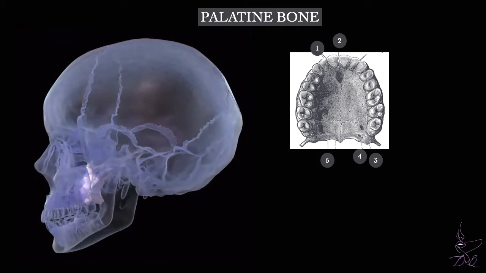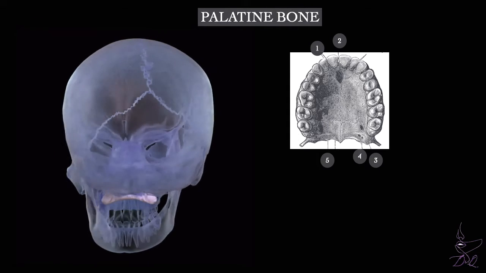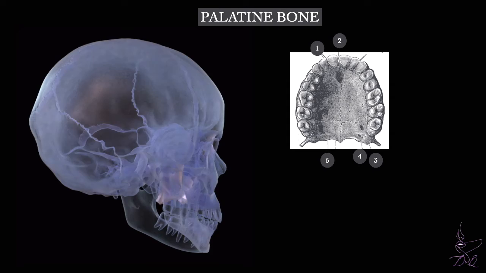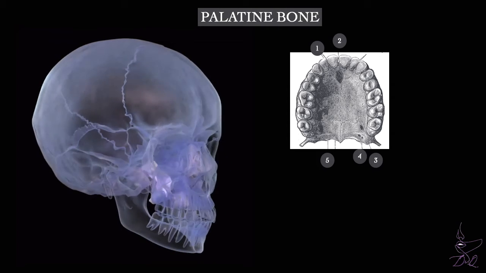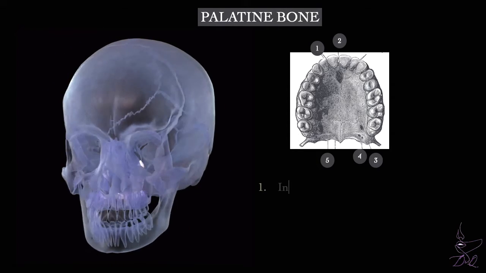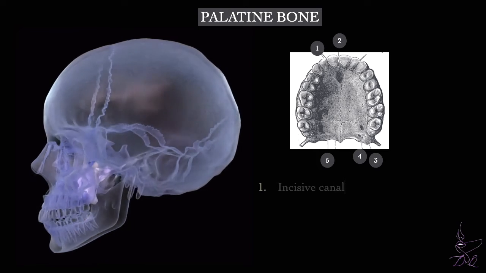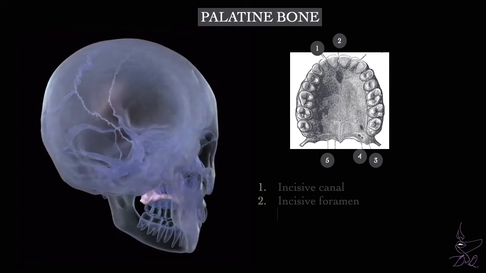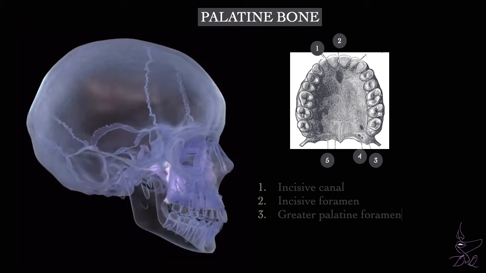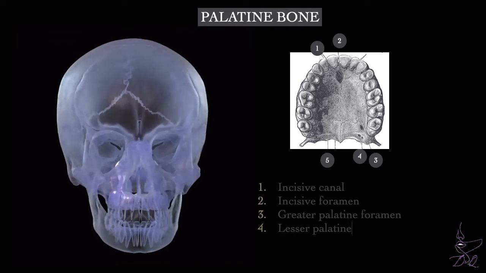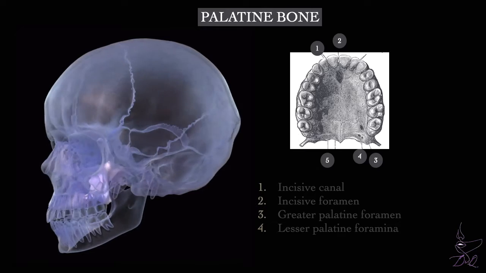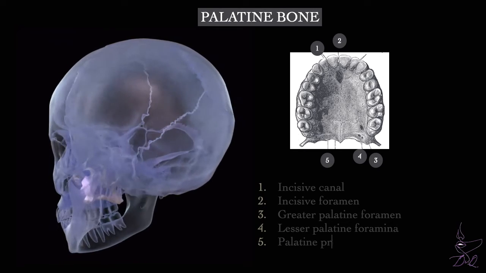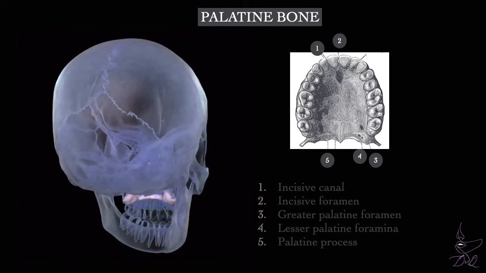Now let's see the palatine bone. It is a paired bone located between the maxilla and the pterygoid process of the sphenoid bone. Now let's look at the landmarks. It has the incisive canal, it has the incisive foramen, it has a greater palatine foramen, and you can see the lesser palatine foramen. That is the palatine process.